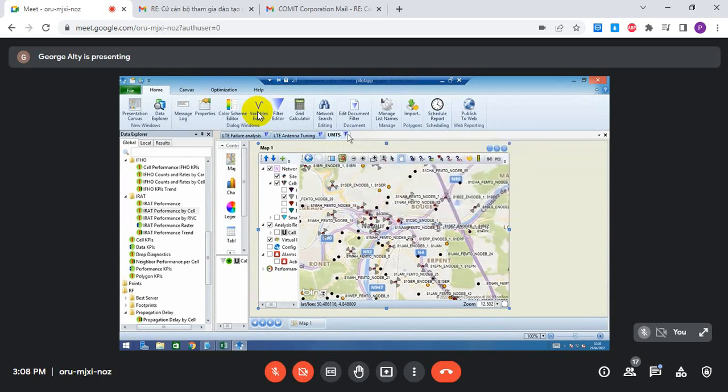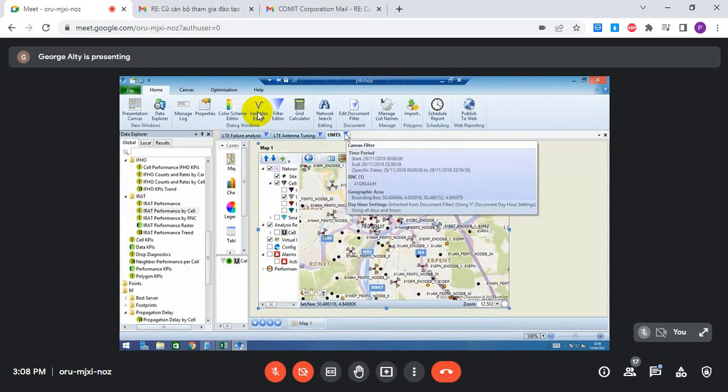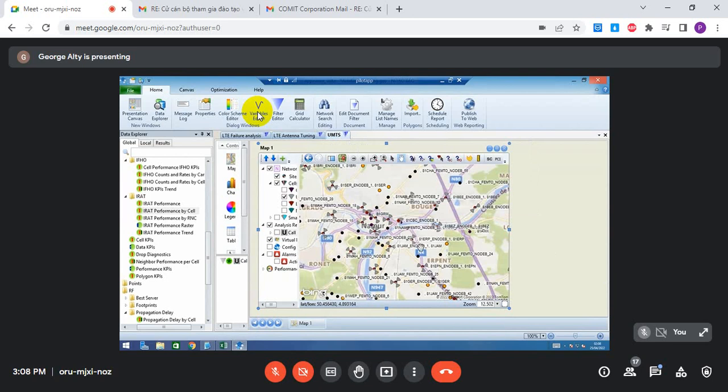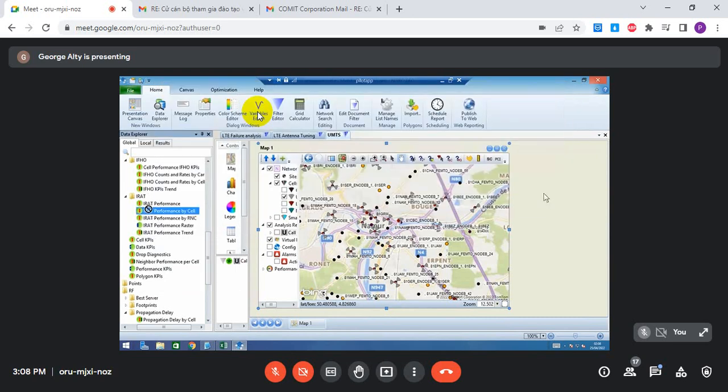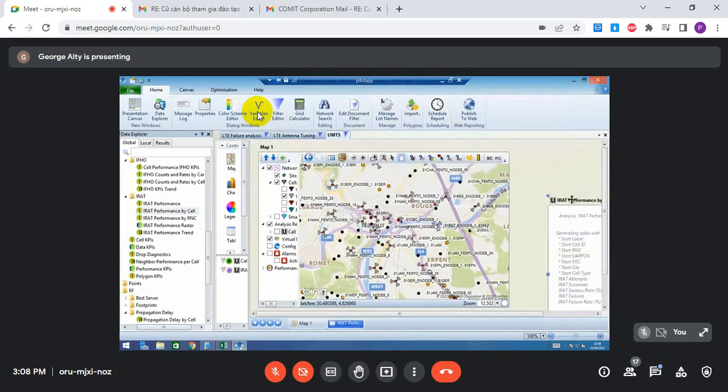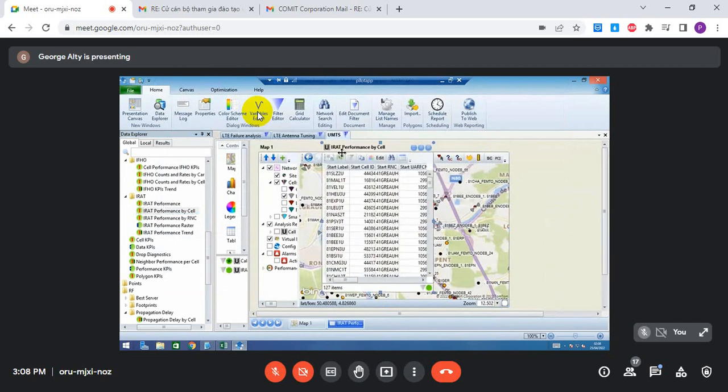I have actually set the RNC. I could take the RNC away now if there were multiple RNCs, but I'm just going to look into the area. So any analysis I now run for UMTS will purely run in that geographical area. There's a couple of things we can do here. You can see we've got some tables. So if I drag the IRAT performance by cell over, this is going to run on my geographical area.